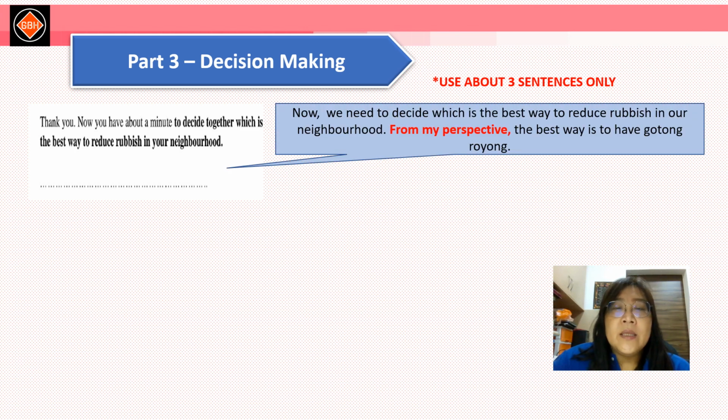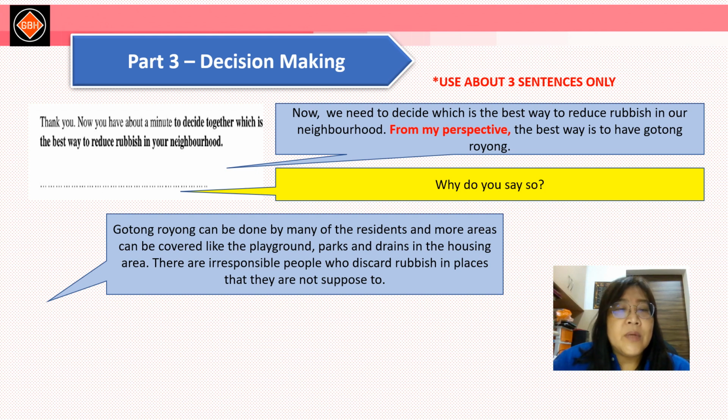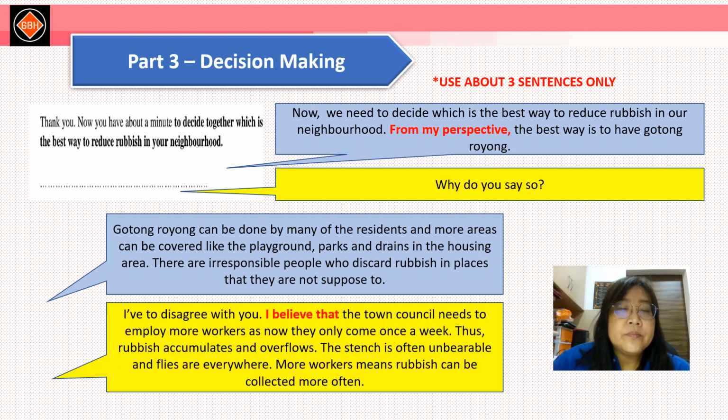A can say, now we need to decide which is the best way to reduce rubbish in our neighborhood. From my perspective, the best way is to have gotong royong. And B can say, why do you say so? A will answer, gotong royong can be done by many of the residents and more areas can be covered like the playground, parks, and drains in the housing area. They are irresponsible people who discard rubbish in places that they are not supposed to.